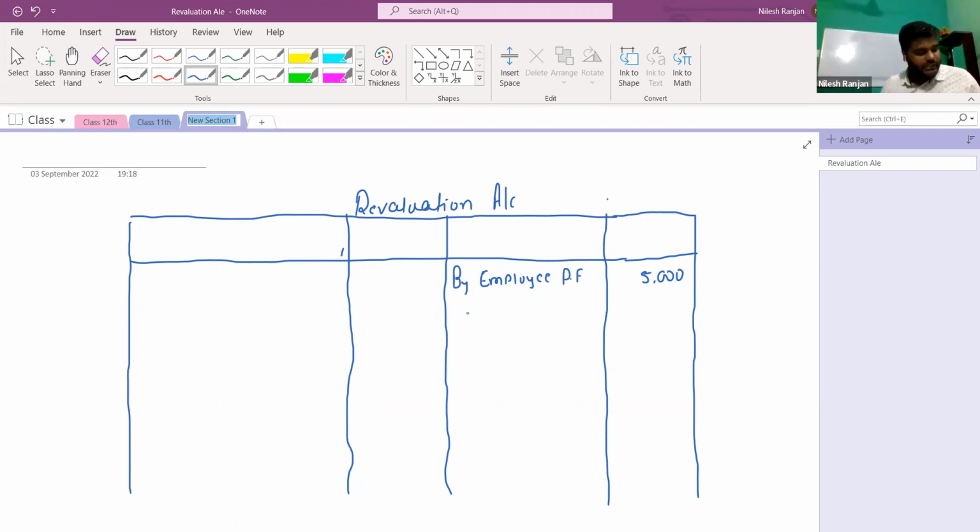After that, it is given that all debtors are good, and therefore no provision is required on debtors. That means you can see that there is a provision for doubtful debts of 600 on debtors in the asset side. Yes, sir.